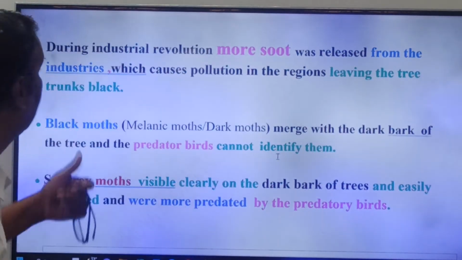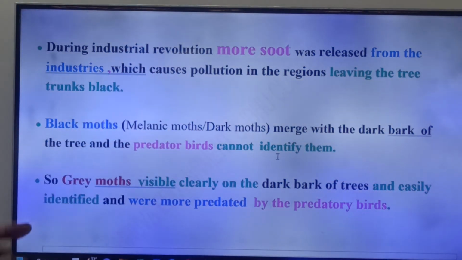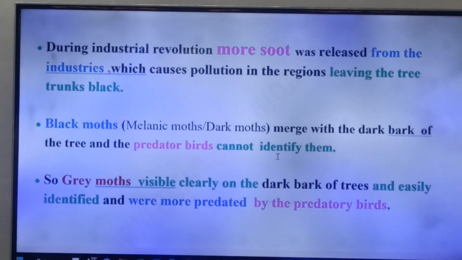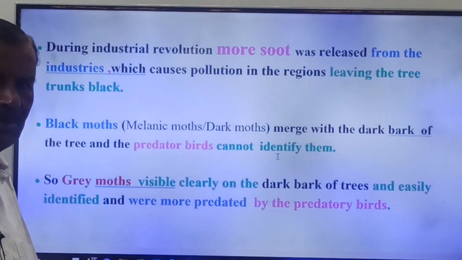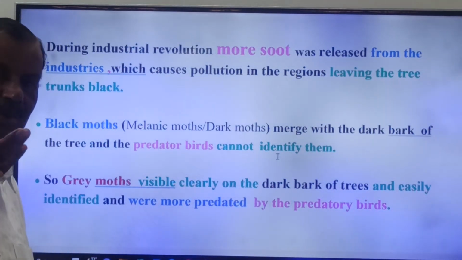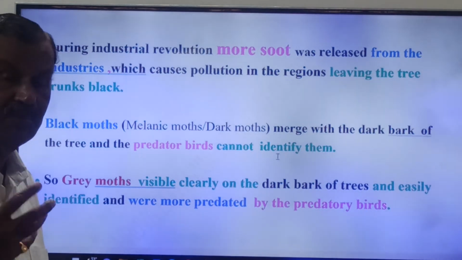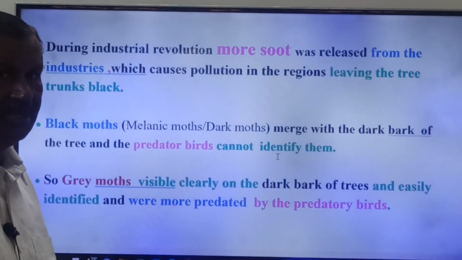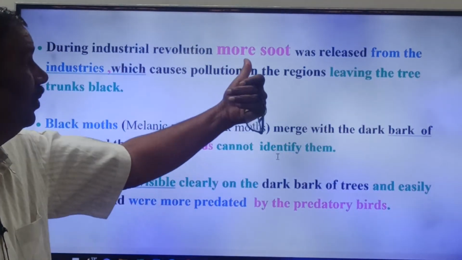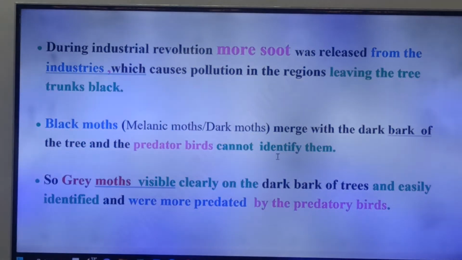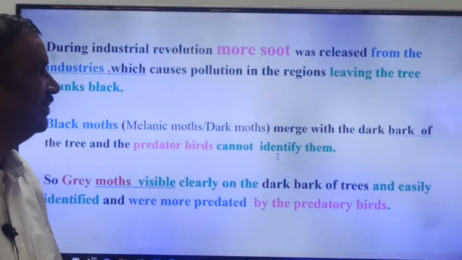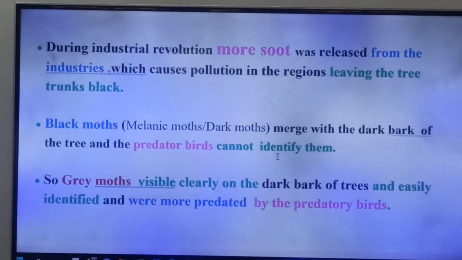See, friends, during the industrial revolution, more soot was released from the industries. More soot, more carbon monoxide, more carbon dioxide, more smoke is released by the industries. So due to pollution, more soot was released from the industries, which causes pollution in the regions, leaving the trees turning black.